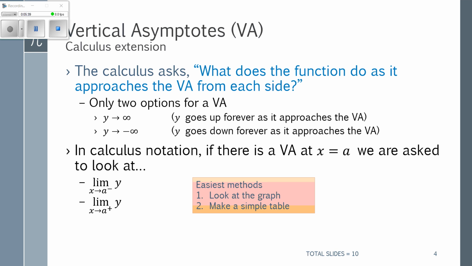So the easiest methods are, if you're allowed to use a calculator, just graph on your calculator and take a look. If you are not allowed to use the calculator, because on the AP exam about 2/3 of the exam is no calculator, make a simple table where you're just plugging in like 2, maybe 3 values as you approach from one side, and just see, are my y values, as I get closer to the asymptote, getting bigger or smaller? If they're getting bigger, the limit's going to be positive infinity. If they're getting smaller, the limit's negative infinity.